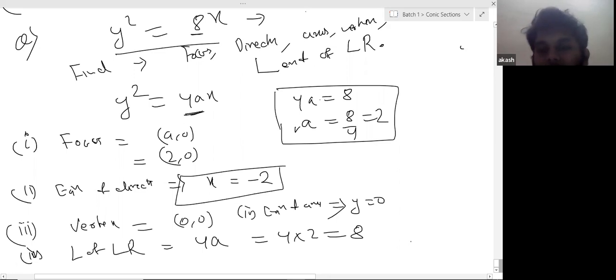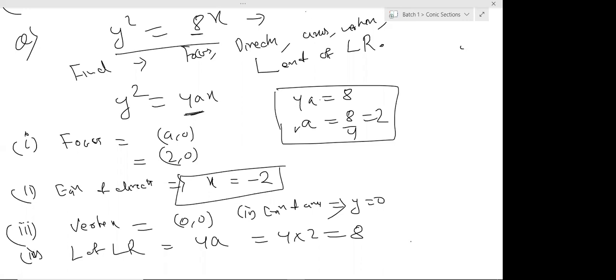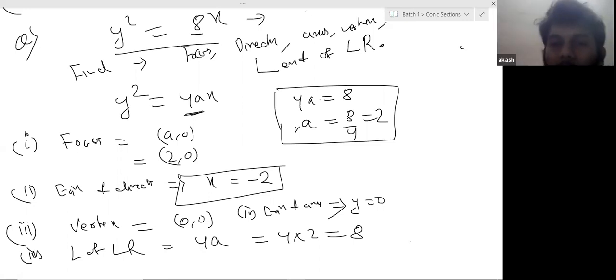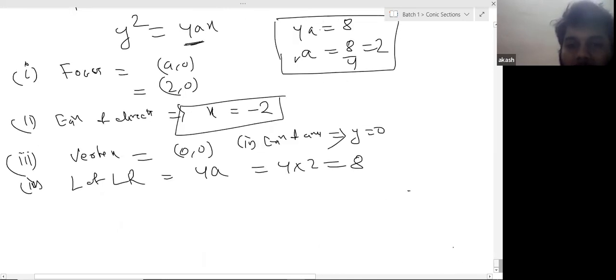Clear, everyone? Yes, sir. So you just have to remember all the 5 points and the type of the parabola. Rest of the question you can solve very easily. So let's try to solve this one. Gautam, is this clear?